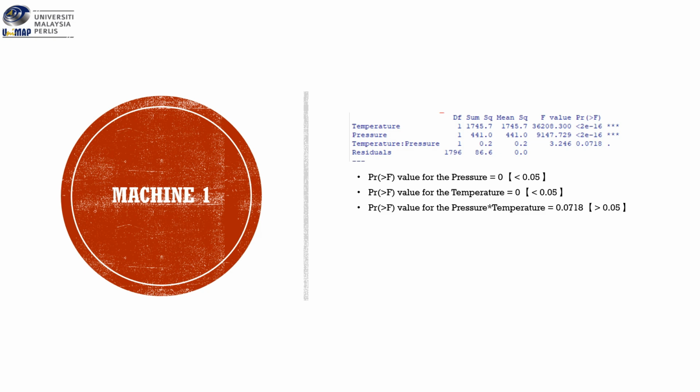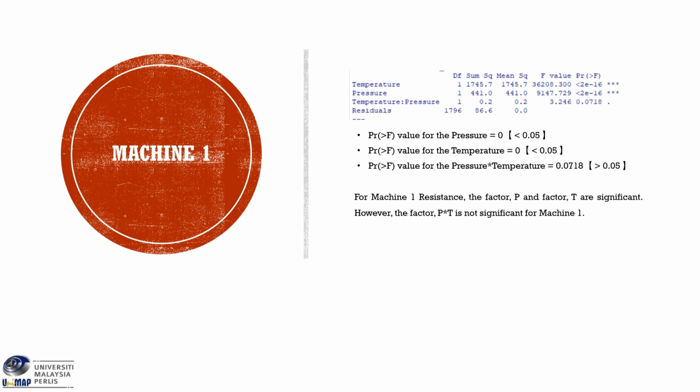Same goes for the Pr > F value for temperature, which is also equal to 0, smaller than 0.05. And the Pr > F value for pressure times temperature is equal to 0.0718, which is greater than 0.05. So for machine 1 resistance, the factor P and factor T are significant. However, the factor P times T is not significant for machine 1.